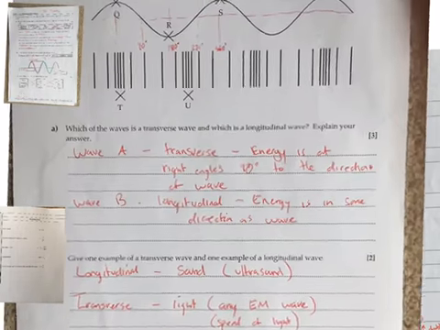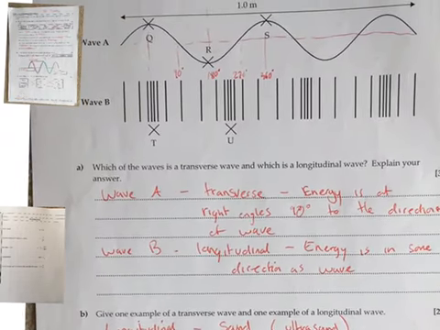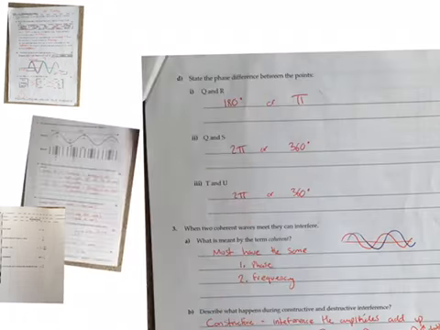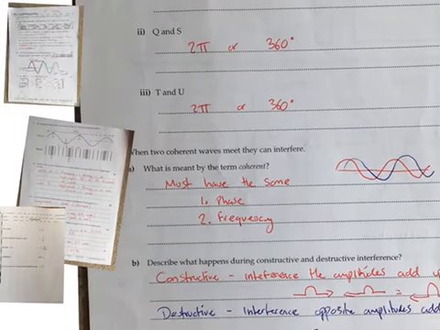And then from T to U, the next one, which is on the longitudinal wave, this is going to be the peak, and this is going to be the peak if you put it into transverse wave terms. So you know that's one wavelength from there to there. So from T to U is going to be one wavelength, which equals 360, or 2 pi.